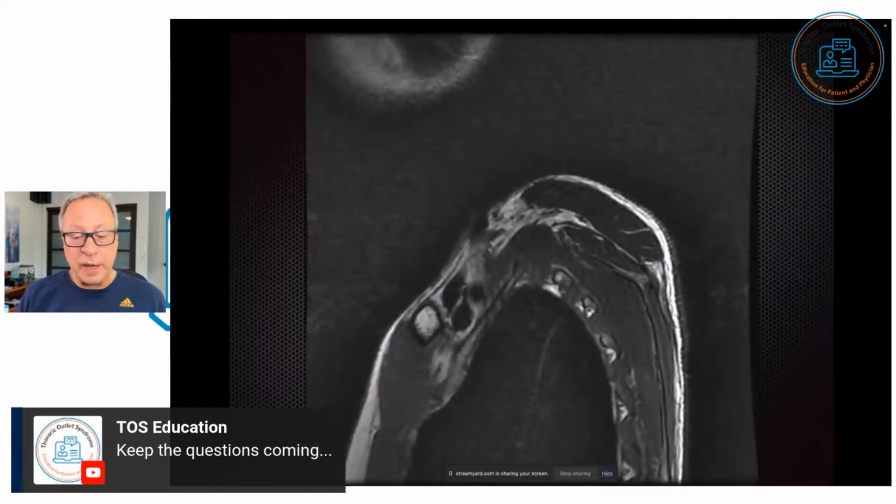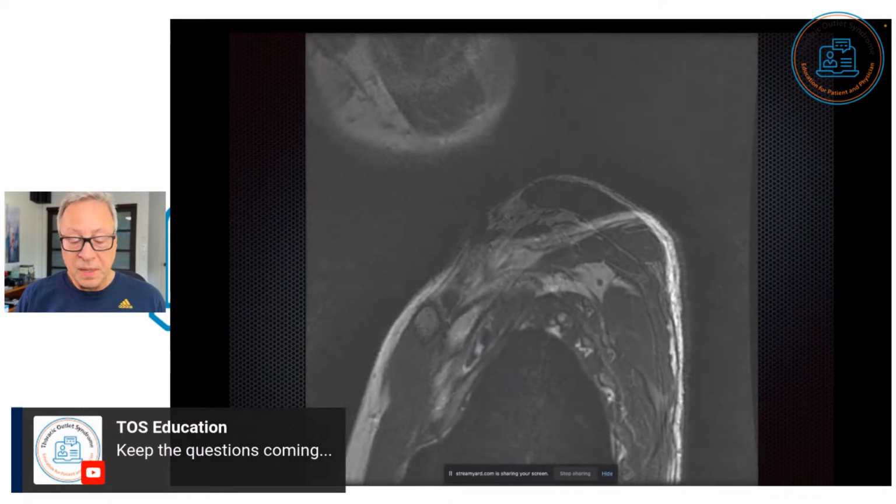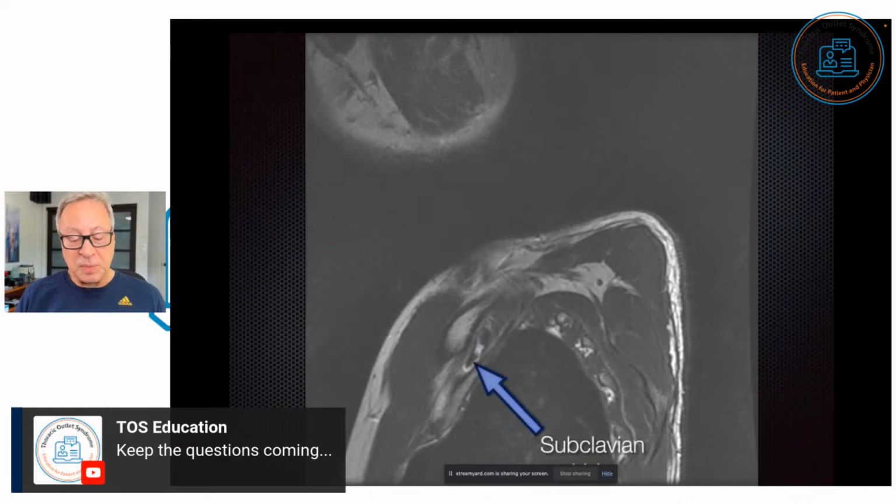So what does this look like on MRI? This is a similar sagittal image. We can see quite clearly the subclavian vein. And now this is what happens when the patient raises their arm. This is the subclavian vein. And you can see, in this case, I'm not sure whether it's the tendon or the ligament, but clearly it's compressing that. So let's go back and take a look.